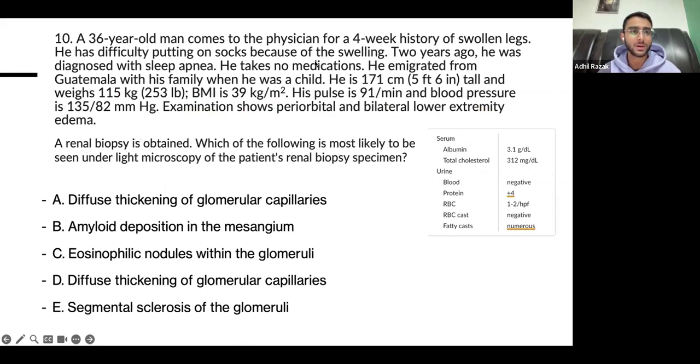So let's talk about a 36-year-old man. Actually, I'm tired. Does anyone else want to read?